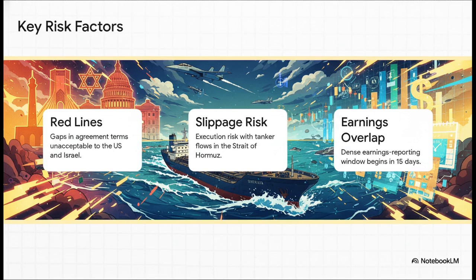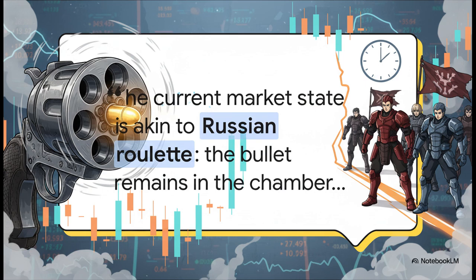First, there are gaps in the agreement terms that are basically red lines for the US and Israel. Second, there's a serious execution slippage risk with tanker flows in the Strait of Hormuz. And third, this all overlaps with a really dense earnings reporting window that's coming up in just 15 days. The document sums it up with a pretty stark analogy. I'll quote it directly. The current market state is akin to Russian roulette. The bullet remains in the chamber, but the trigger point has not yet been reached.